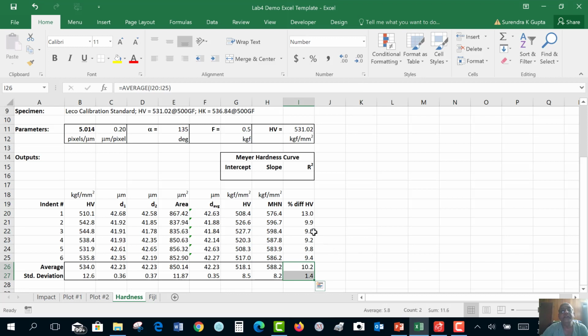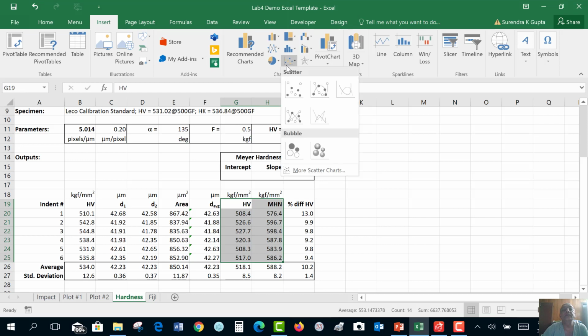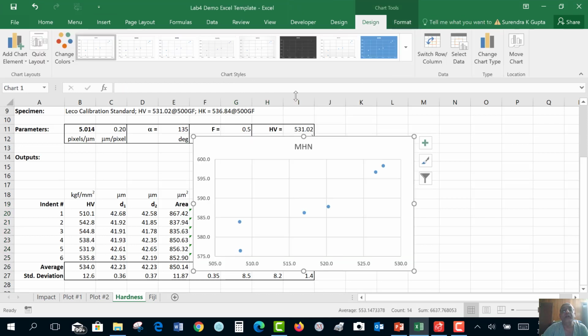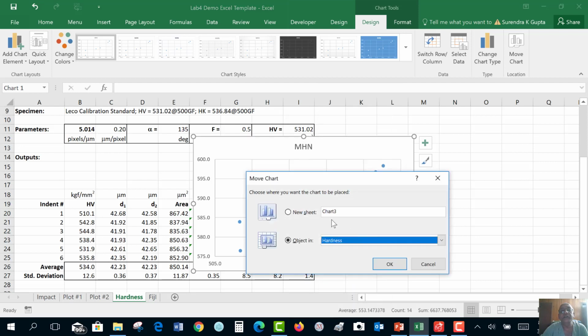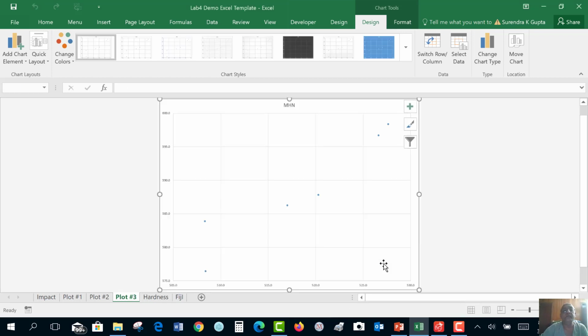Okay, we need one plot. So we are going to plot Vickers hardness versus Meyer hardness. So insert plot. So first thing we do is we move the chart. So this is our plot number 3. Okay, and let's start formatting it.